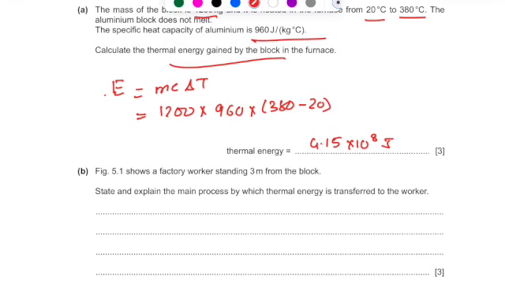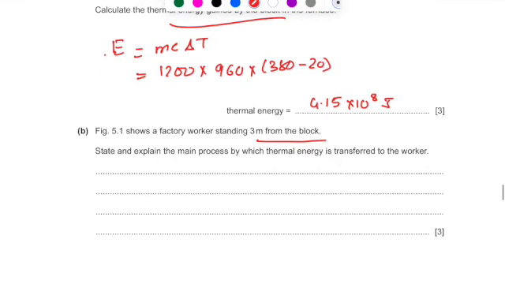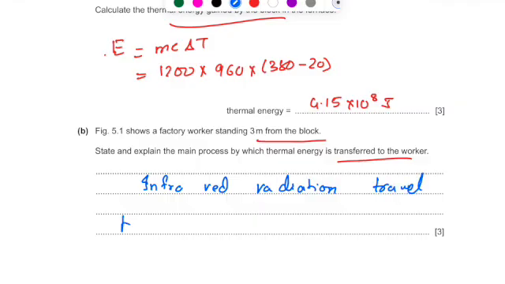Figure 5.1 shows a factory worker standing 3 meters away from the block. State and explain the main process by which the thermal energy is transferred to the worker. It is transferred by infrared because there is no contact. So we can write it as it is done by infrared radiation. Infrared radiation travels to him and is absorbed by him.